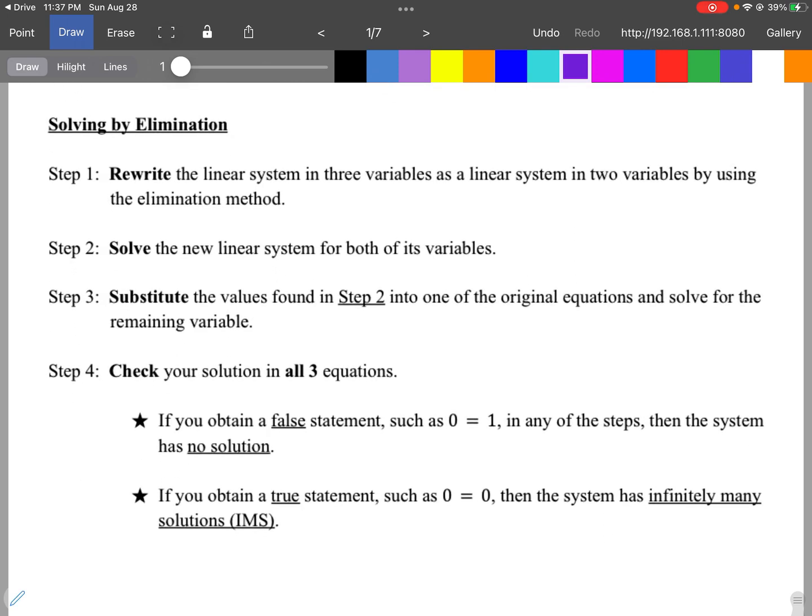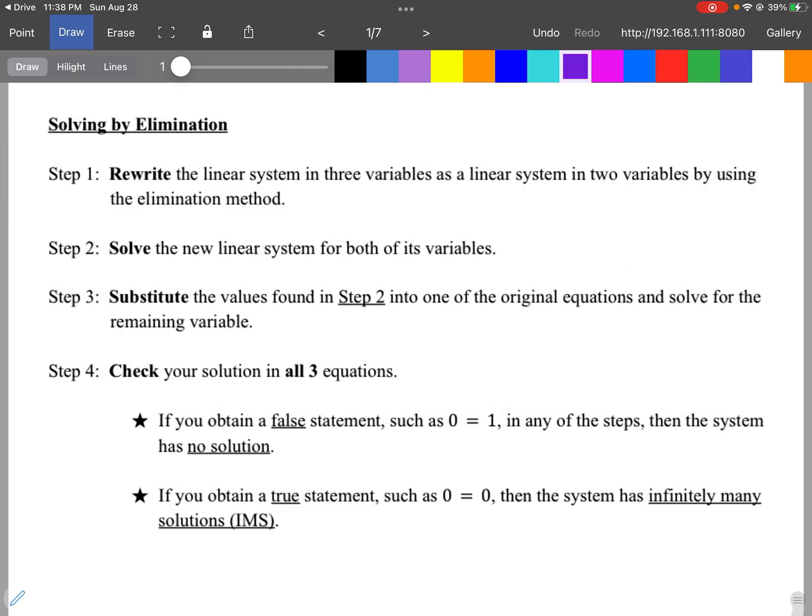Now, we have three main steps for solving by elimination. And it sounds complicated. Oh, I'm sorry, 4 steps. It sounds complicated, but it's actually very systematic. So we're going to talk about elimination for today, and then we'll do a separate lesson over substitution.